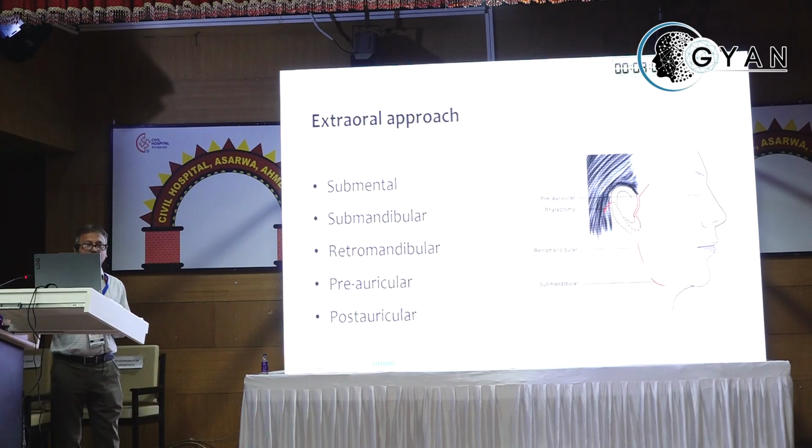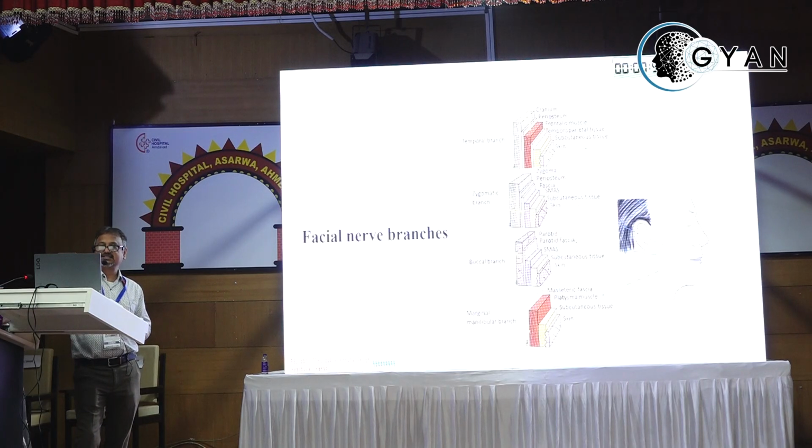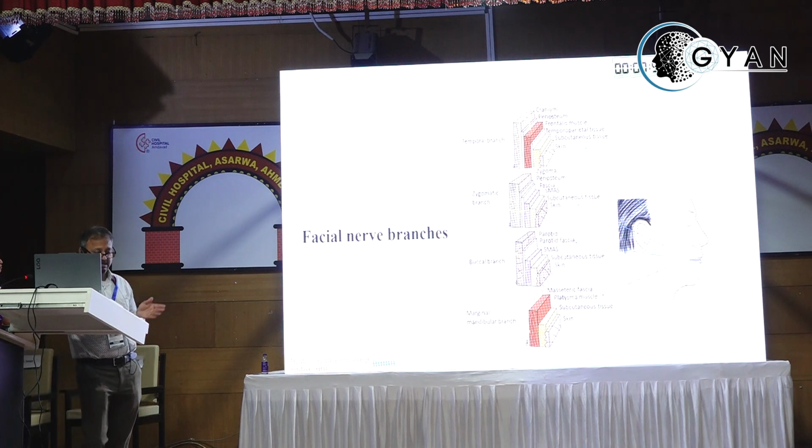These are the commonest approaches where we encounter the mandible: submental, submandibular, retromandibular, preauricular and postauricular. Someone else is going to decide. There are variations in these incisions, and I'll tell you how to go about them. These are the various structures you are going to cut through. You know the anatomy, where it is, but what are the layers you are going to cut?